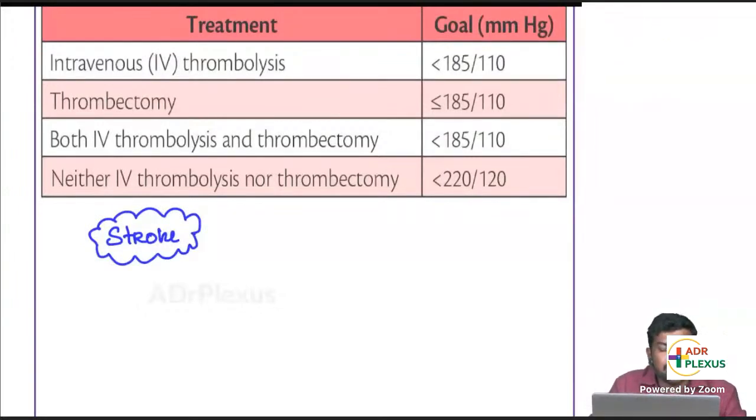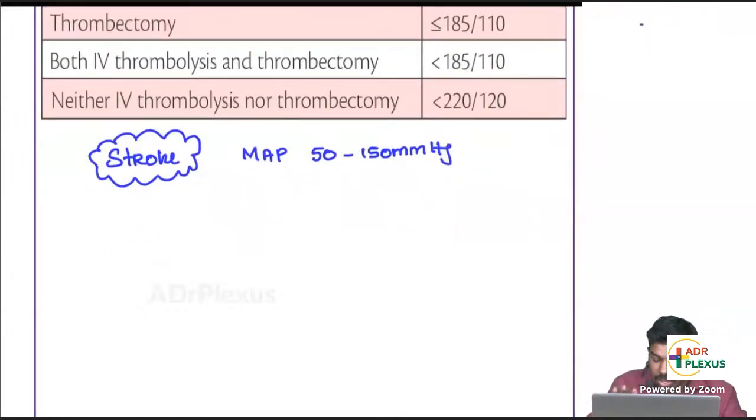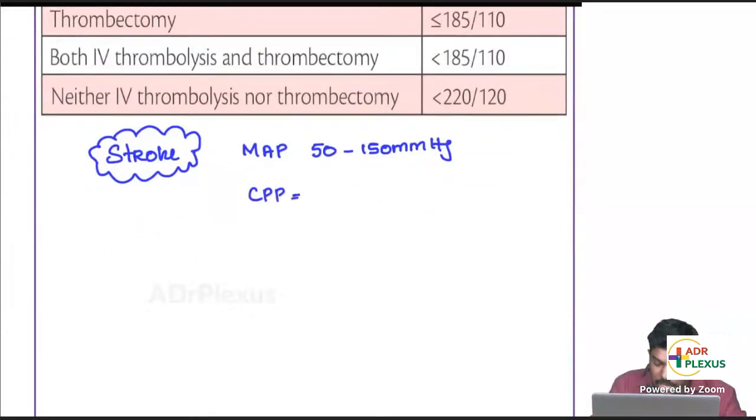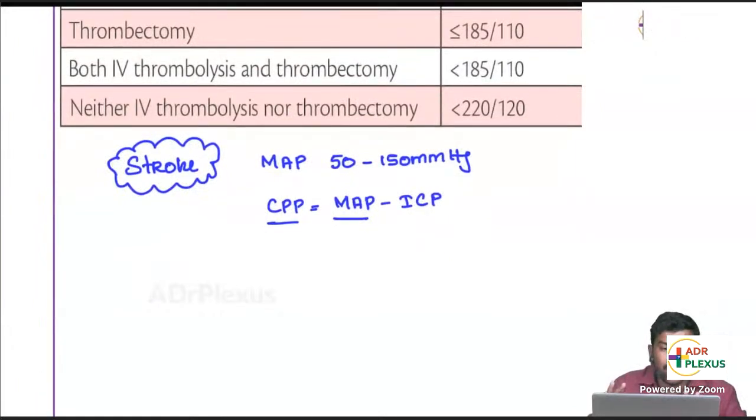There is a process in our body called autoregulation, which tries to maintain the MAP between 50 to 150 millimeter of mercury, so that there is going to be perfusion. And we all know that the cerebral perfusion pressure is equal to MAP minus intracranial pressure. So to maintain the cerebral perfusion, our body will try to increase the MAP. And inadvertently, if you try to reduce the BP, then the cerebral perfusion decreases.